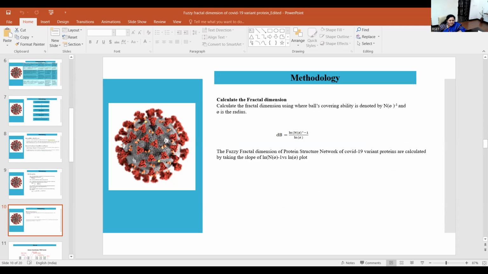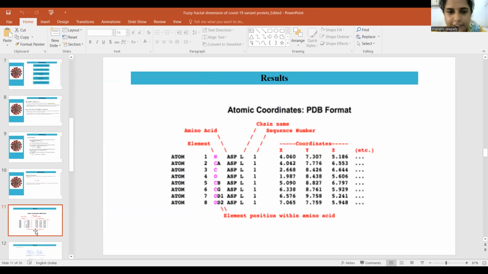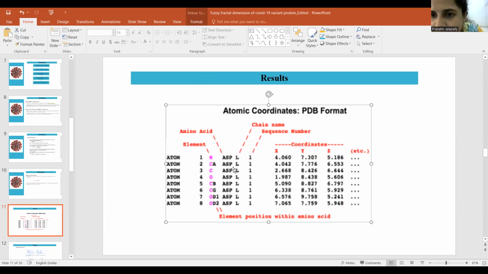Then we calculated the fractal dimension using the formula ln of n inverse minus ln of n of phi inverse by ln of phi. Then we calculate the fuzzy fractal dimension by taking the slope of the plot ln of n of phi inverse versus ln of phi. Now, this is the PDB file. It looks in this way. We have collected the C alpha atoms and the XYZ coordinates. And these are the results.